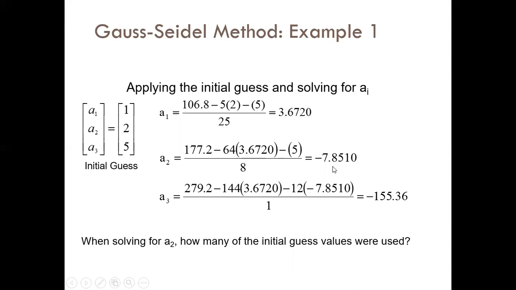3.6720, 7.8510, that is minus 155.36. When solving A2, how many values of initial guesses were used?